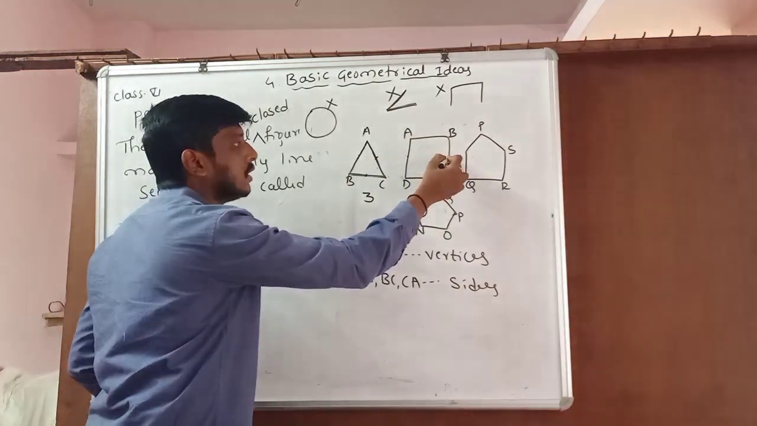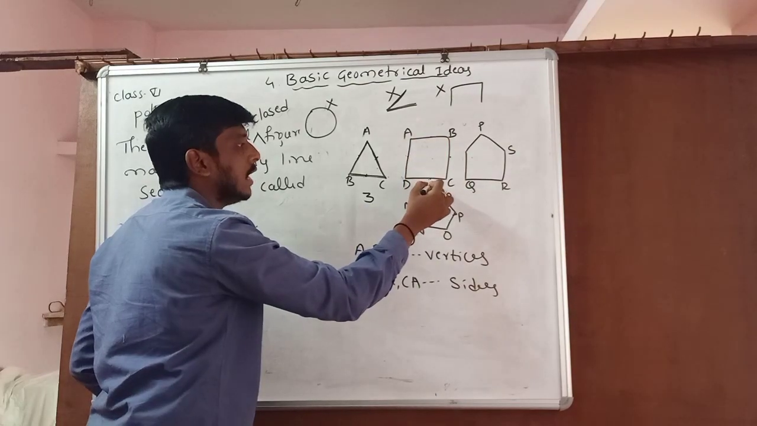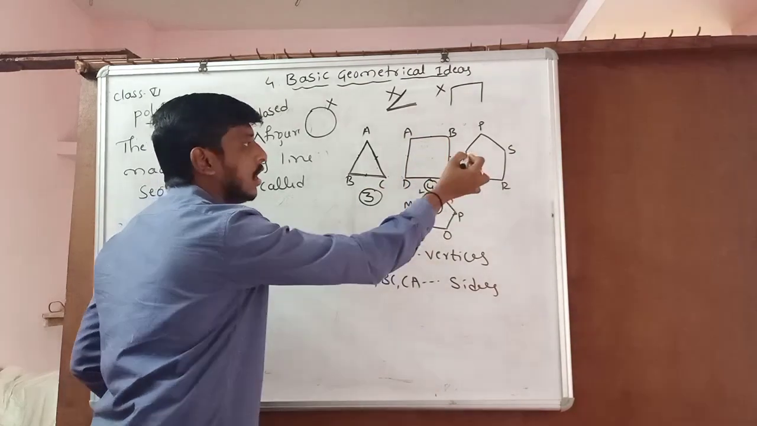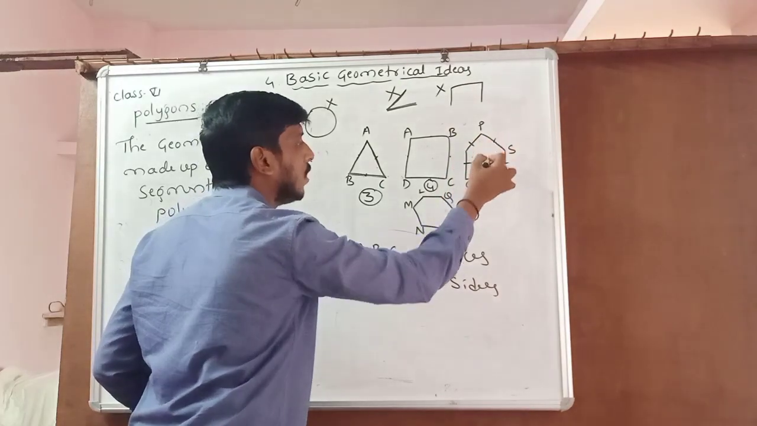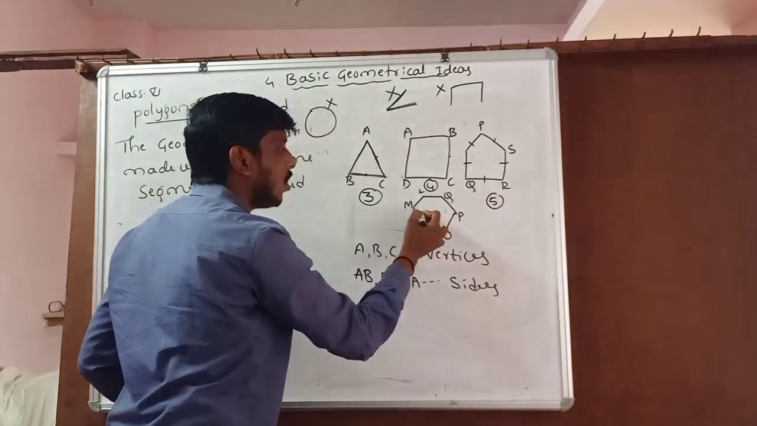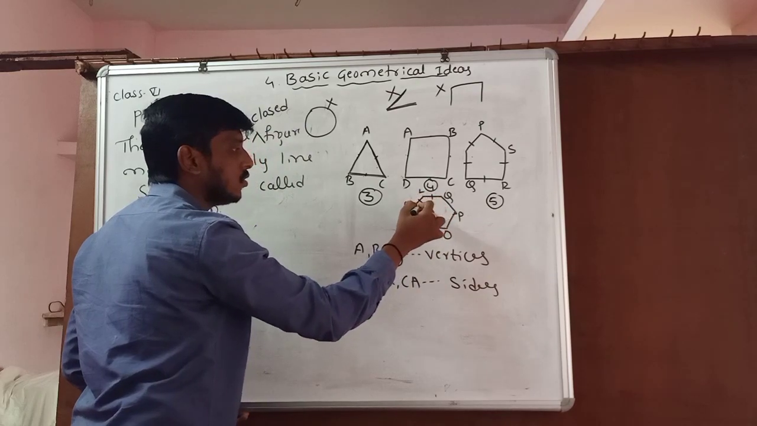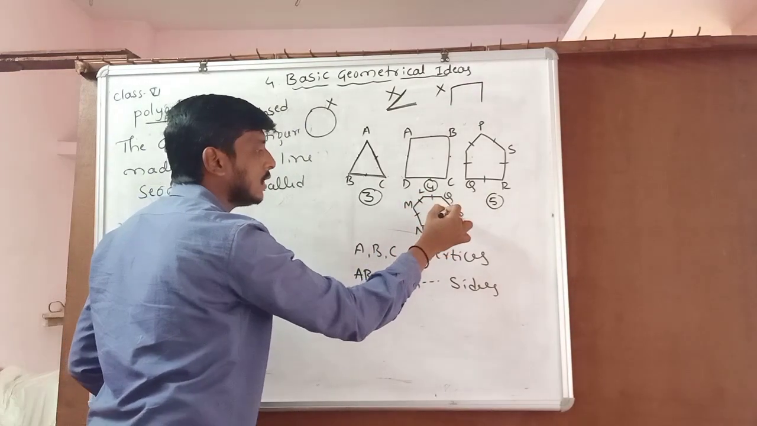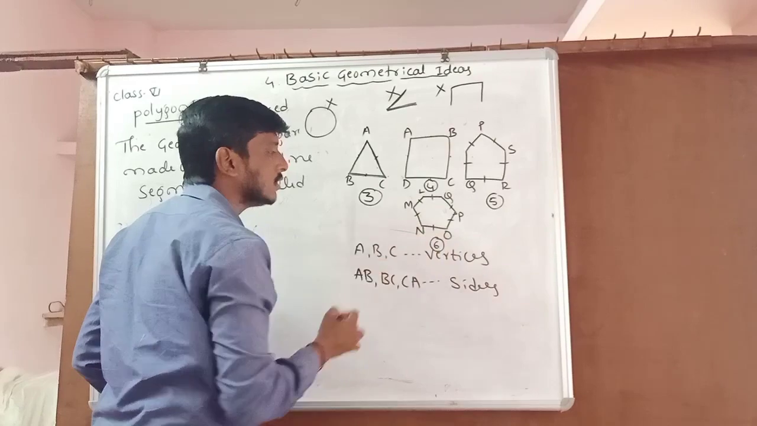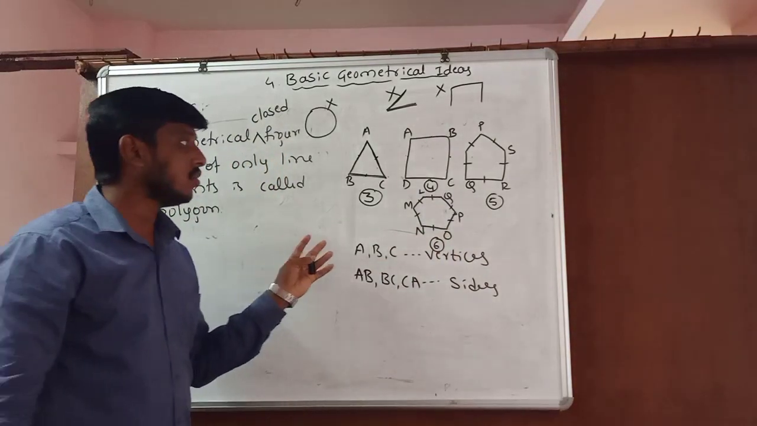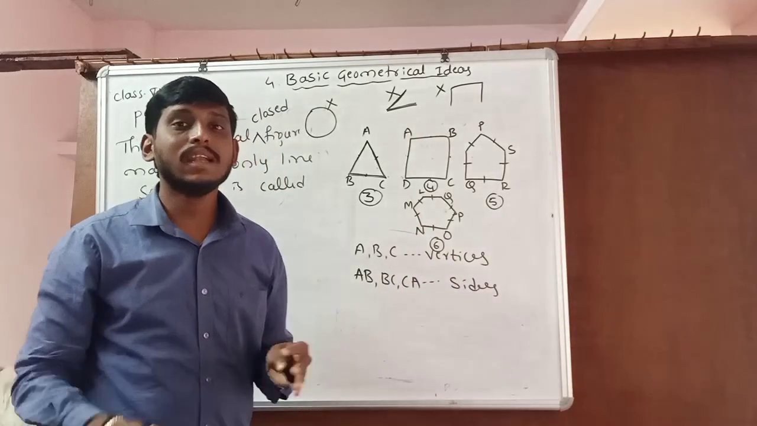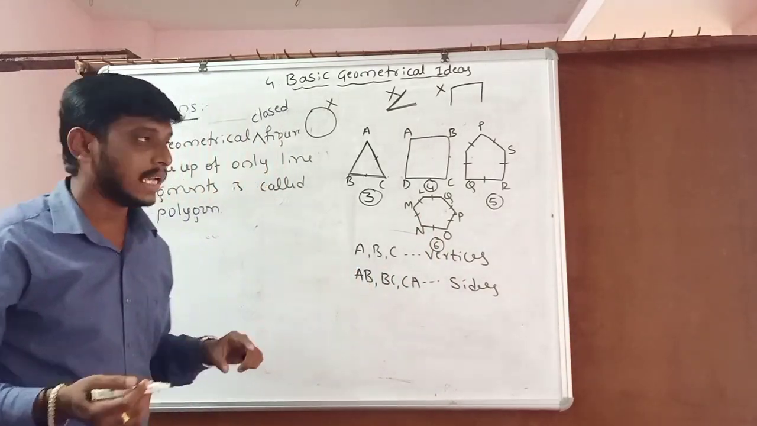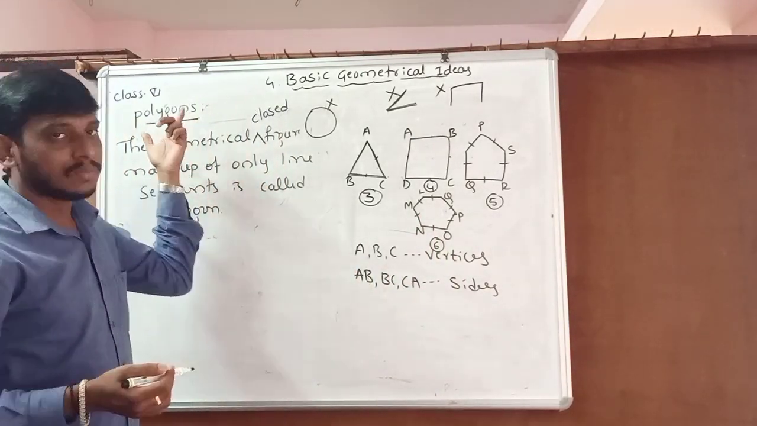How many line segments does it have? 1, 2, 3, 4. It has 4 line segments. And how many line segments does it have? 1, 2, 3, 4, 5. It has 5 line segments. How many does this have? 1, 2, 3, 4, 5, 6. It has 6 line segments. So based on the sides or line segments, we can differentiate the types of polygon.